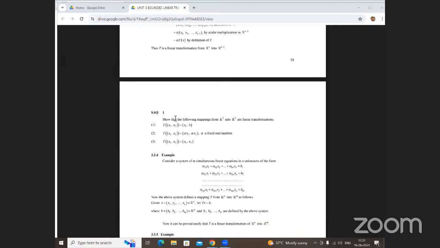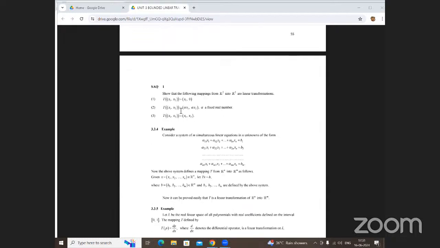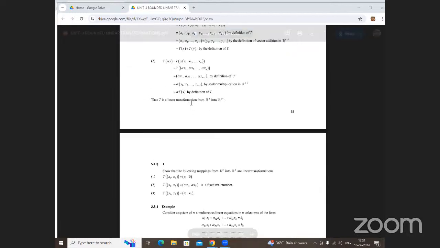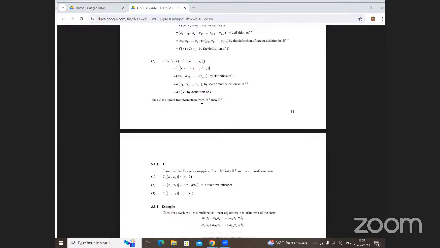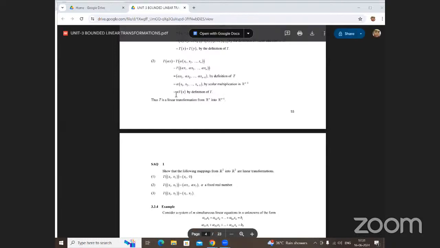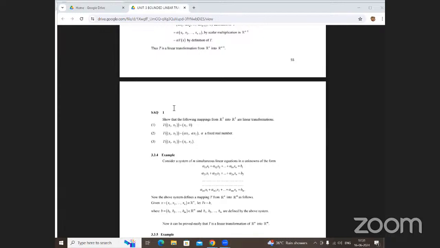We just have to refer to the end of this unit. The answer is given in the SAQ, the short answer question, to verify at the end of this unit; the solutions are also there. And as in the above examples, now we can prove that T of x plus y equals T of x plus T of y, and second, T of alpha x equals alpha times T of x.